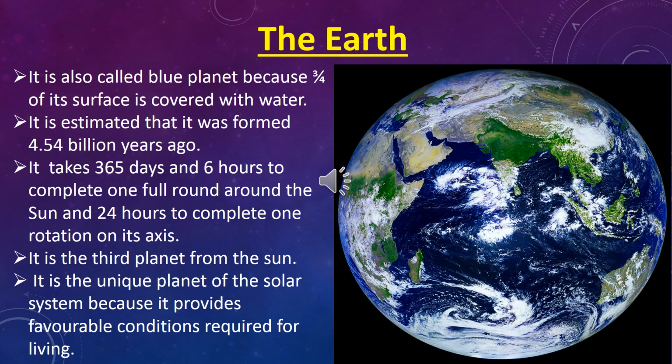Now, as you can see in the picture, this is the most beautiful planet we live on, and the name is Earth. It is also called the blue planet because 3/4 of its surface is covered with water. It has one satellite called the Moon.